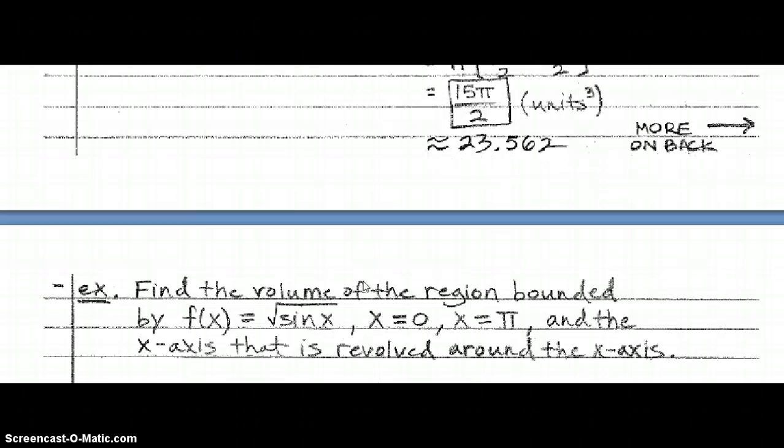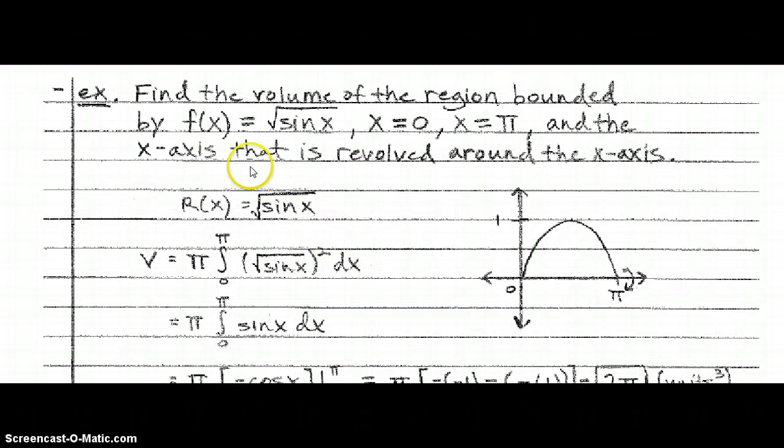We can use this for all kinds of problems. So the next example in the notes is find the volume of the region bounded by f of x equals the square root of sine of x, x equals 0, x equals pi, and the x-axis, that is revolved around the x-axis. So here's our graph. That's the square root of the sine of x from 0 to pi, coming back to the x-axis, and we are revolving this around the x-axis.